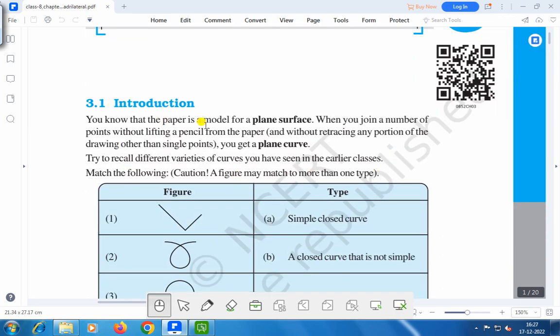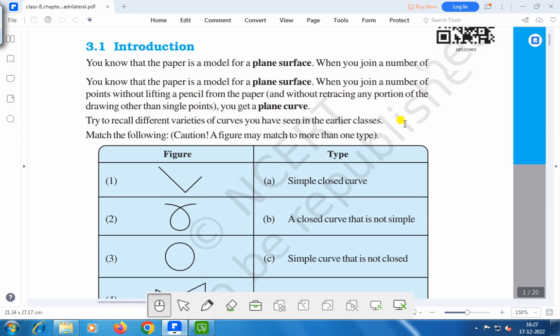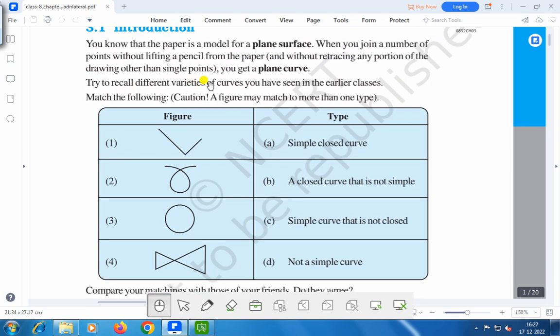You know that the paper is a model for a plane surface. When you join a number of points without lifting a pencil from the paper and without retracing any portion of the drawing other than single points, you get a plane curve. Try to recall different varieties of curves you have seen in the earlier classes.